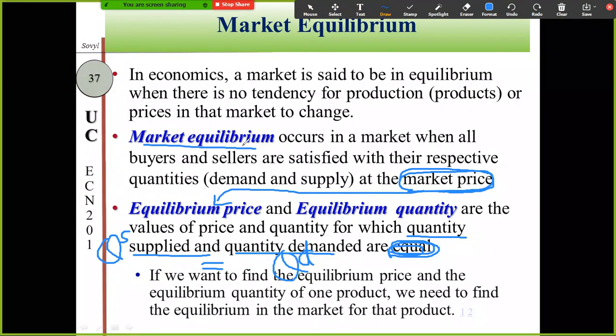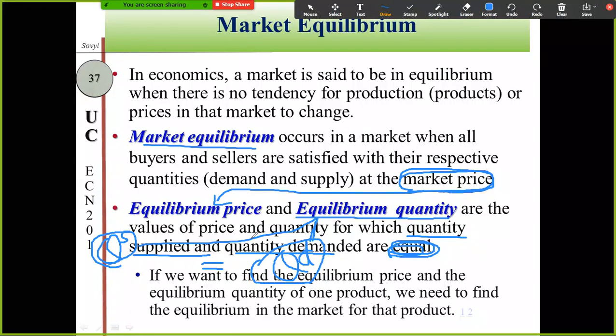And in market equilibrium, the quantity supplied that equals quantity demanded, this we call the equilibrium quantity. Okay, the quantity supplied equals the quantity demanded in market equilibrium. Because these two quantities are equal, we call them the equilibrium quantity.